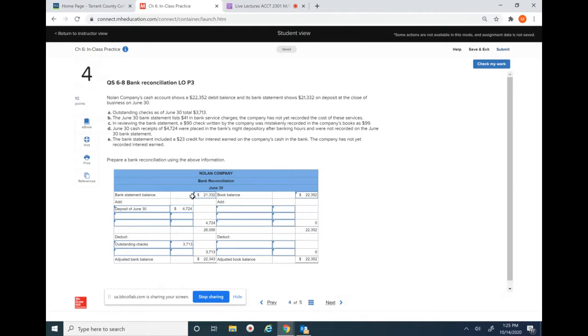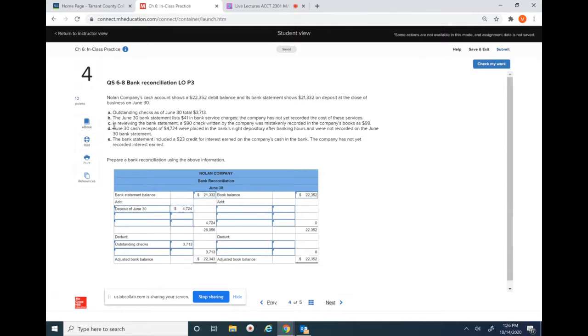Now look at the difference. I'm starting with $21,332. By adjusting for the timing differences, I have increased the bank balance to $22,343. So let's see what's happening on the book balance side.